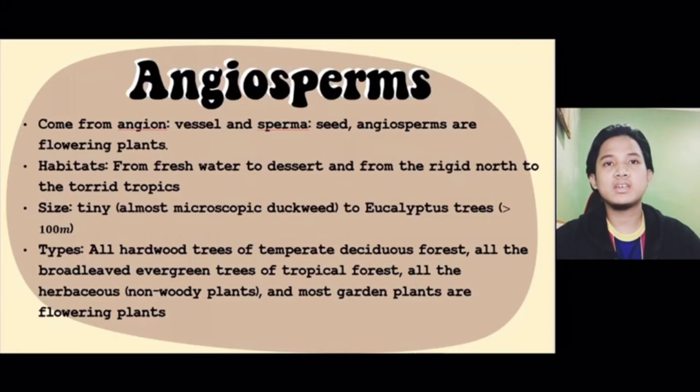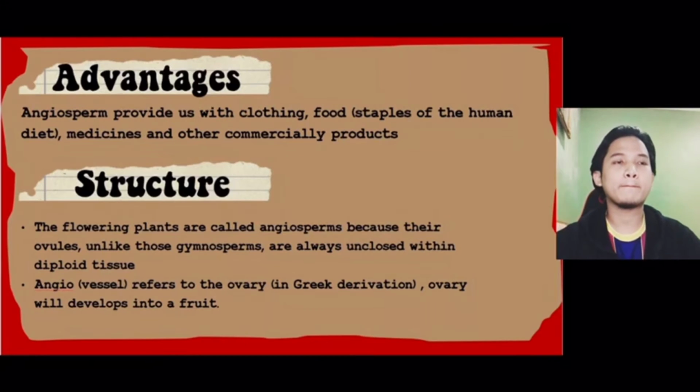Size: from tiny, almost microscopic duckweed, to the eucalyptus tree. Type: all hardwood trees of temperate deciduous forests, all the broadleaf evergreen trees of tropical forests, all the herbaceous non-woody plants, and most garden plants are flowering plants. Advantages: angiosperms provide us with clothing, food that is a staple of the human diet, medicine, and other commercial products.